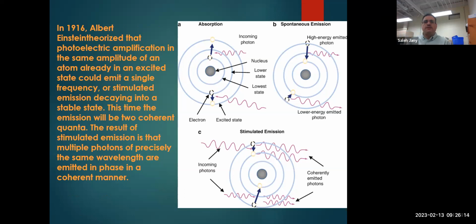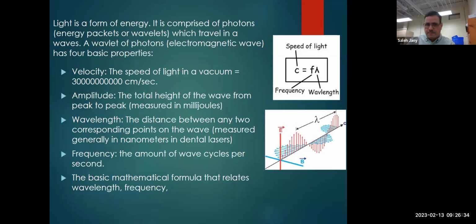He wrote the equation, and he discovered that light can be amplified by stimulation to make stronger light. So he made the basis for all those people. They built up to the laser.